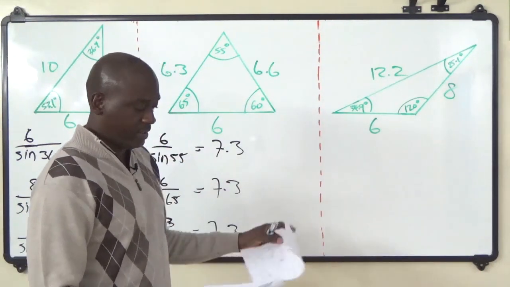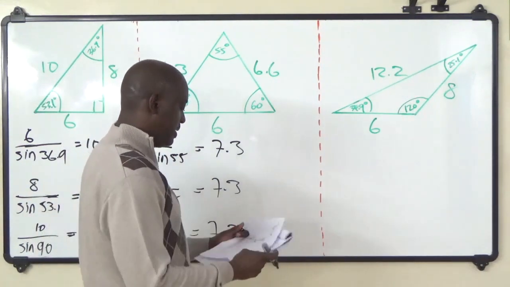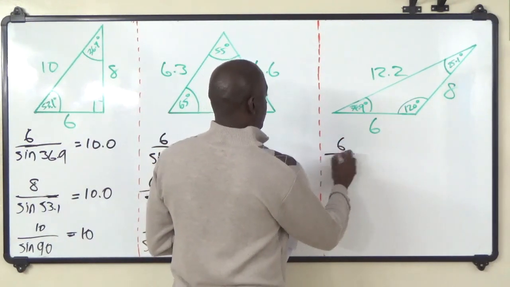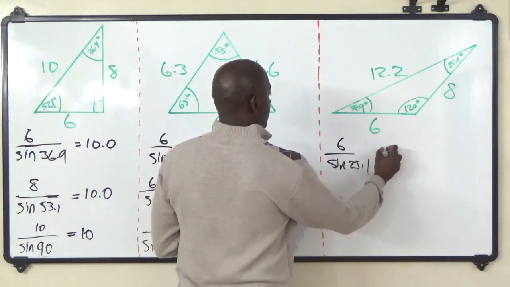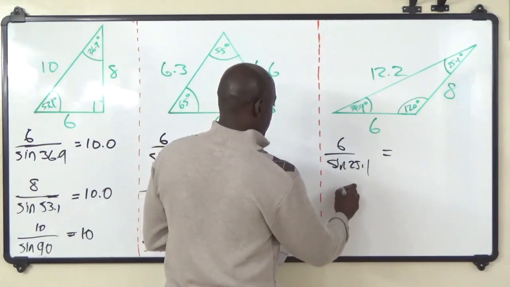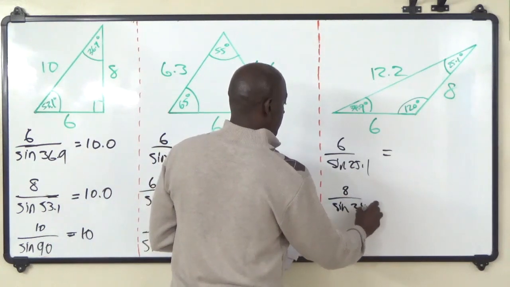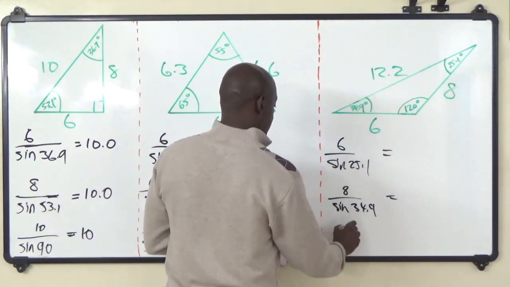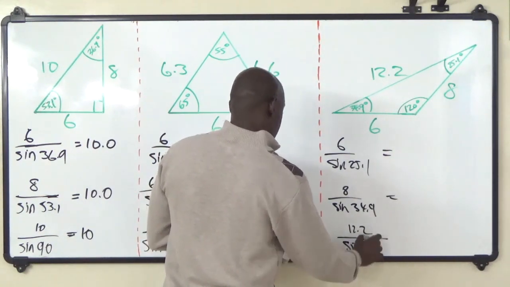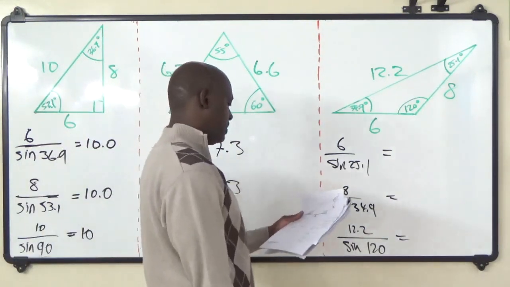How about our good friend over here, the obtuse triangle? Well, we are applying the ratios as follows again. In this case, we would have 6 over sine 25.1 is equal to, then you have 8 over sine 34.9 is equal to, and then you have 12.2 over sine 120 is equal to. And in every case, well, when I worked it out, let me just work it over again, just to make sure.